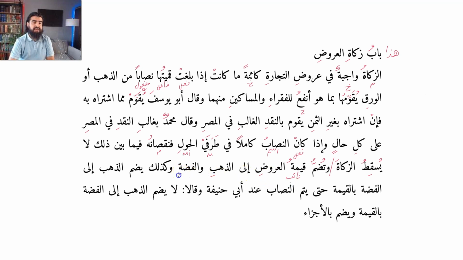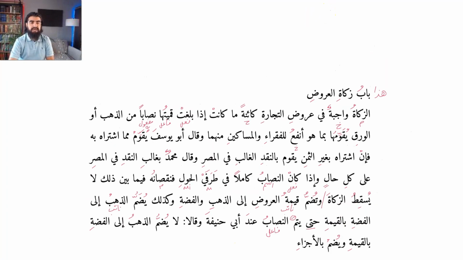إلى الذهب والفضة كذلك يضم. الذهب is a نائب فاعل of يضم إلى الفضة بالقيمة. Hatta is harf jar, and then you got unhidden here because there's a fi'l mudari after it. يتم النصاب عند أبي حنيفة وقال. Now you guys should know why حنيفة is single fatha, right? لا يضم الذهب إلى الفضة بالقيمة جار مجرور يضم بالأجزاء. Okay, that's done. Now let's explain the masala.